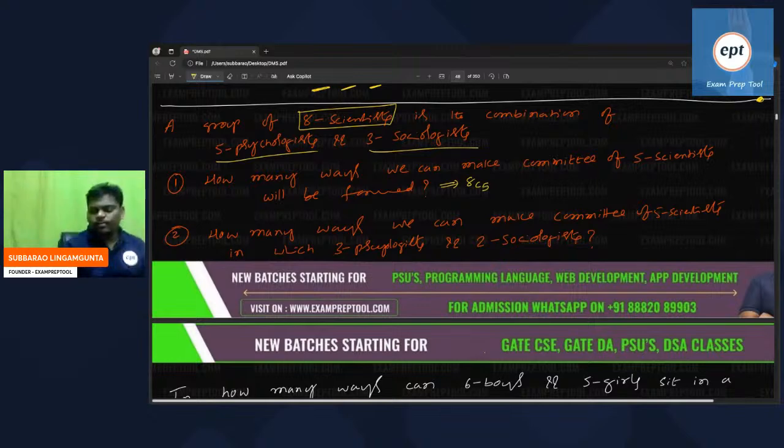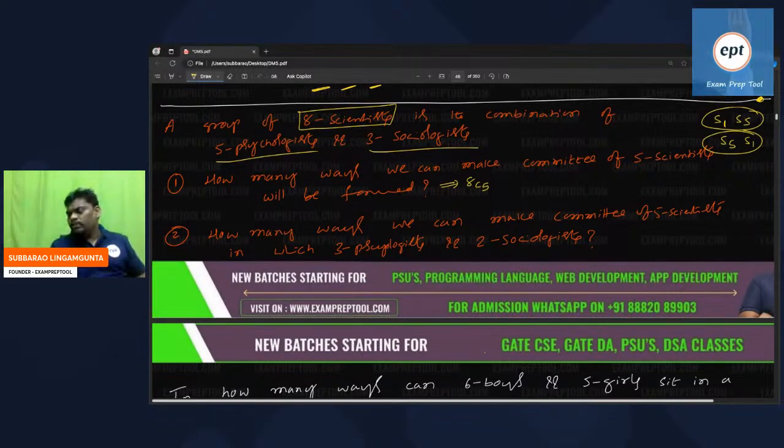Here order is not important, so happily you can go for combinations: out of 8 people selecting 5. Where is the order important? Take scientist 1 and scientist 5: S1, S5 and S5, S1 are both the same group of 2 people. Your order is not important, so that is the reason for 8C5.